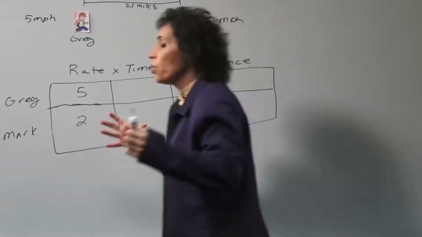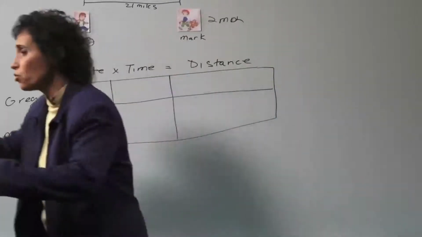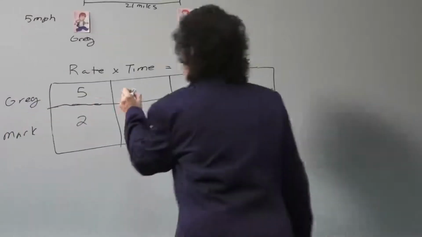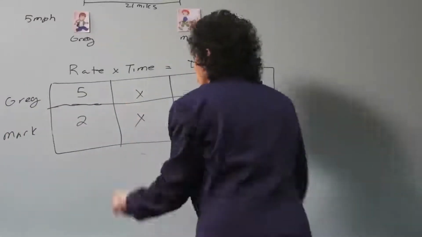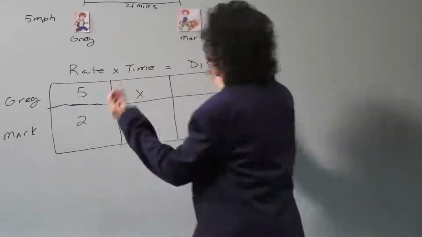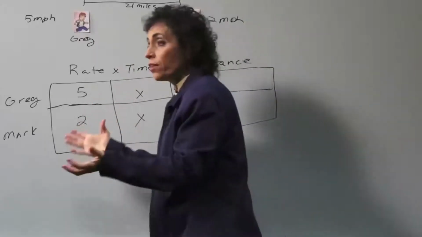Now, they say they're walking towards each other. They didn't say they start at different times, which means we have to assume they start at the same time. That means times are equal. Because once Greg and Mark meet, that means they were walking for the same amount of time.